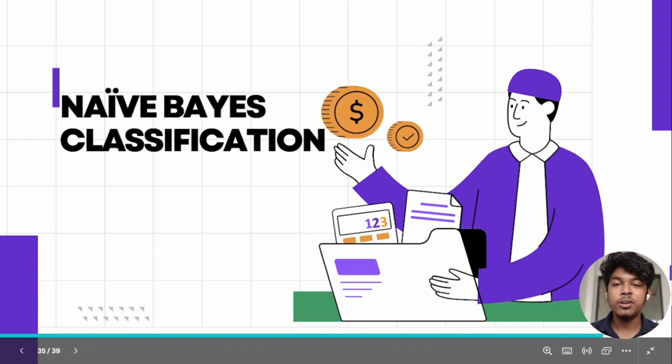In today's video, we will learn what naive Bayes classification is and how it works. But we will not get any more complex than that. We'll see only how it works and how to implement it in Python.